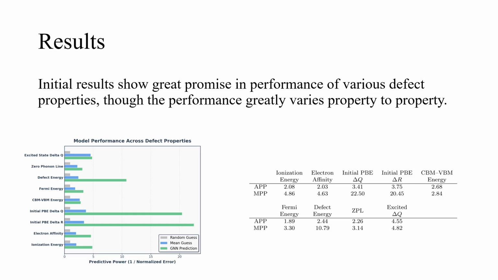The performance greatly varies from property to property, with spatial values such as initial delta Q and delta R performing very well, but other properties such as CBM, VBM energy performing just moderately.